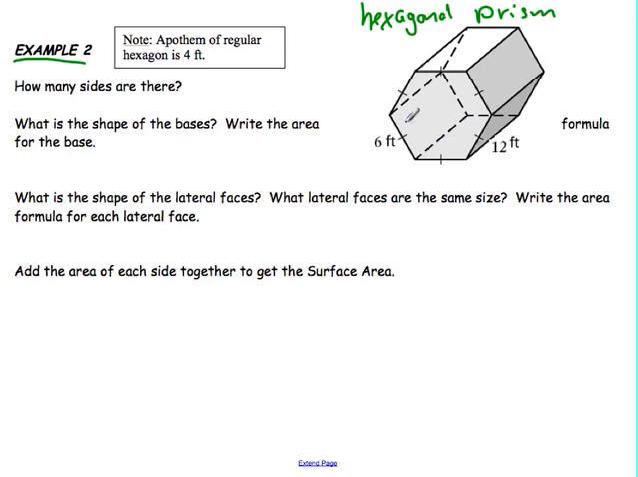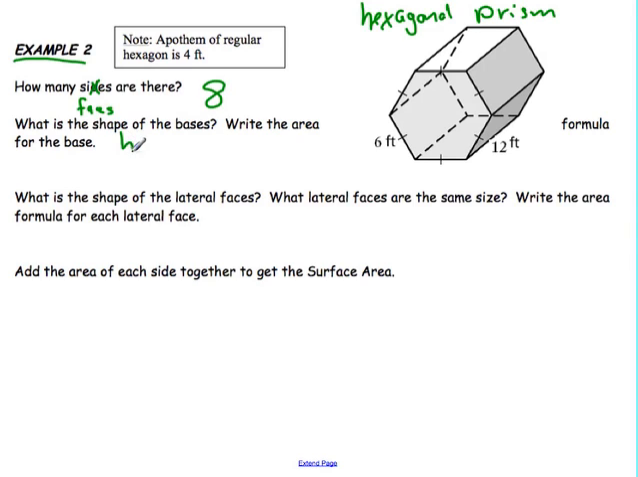And you know it's a hexagonal prism because there's 2 hexagons. So how many sides? I think that's a bad question. How many faces are there? There are actually, well, there's 6 rectangles around, and there's 2 bases, so there's a total of 8 faces.